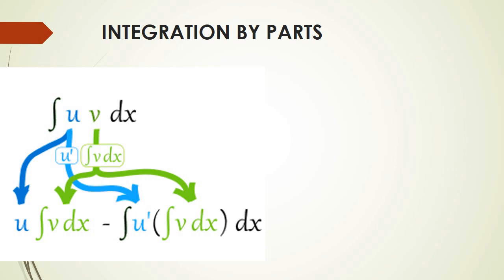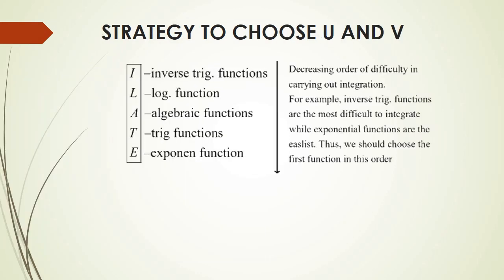Between u and v, v has the higher integrating tendency and u has the lesser integrating tendency. Now suppose we are given a mathematical expression of integration in which, just like u and v, they are also multiplied. Then how can we determine which will be regarded as u and which as v? There is a strategy for that, which helps us choose u and v. ILATE: from up to down the integrating tendency increases.